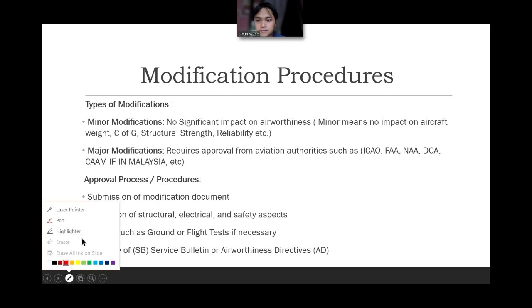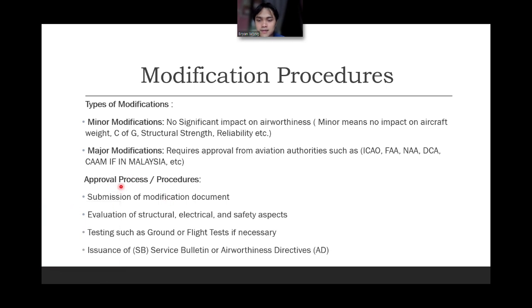Next I'll explain about the approval process or the procedures. The approval process goes as follows: submission of the modification document when you have any modification; evaluation of structural, electrical, and safety aspects; testing such as ground or flight tests if necessary; and issuance of a service bulletin or airworthiness directive. So this is part of the modification procedures. Remember all of this.